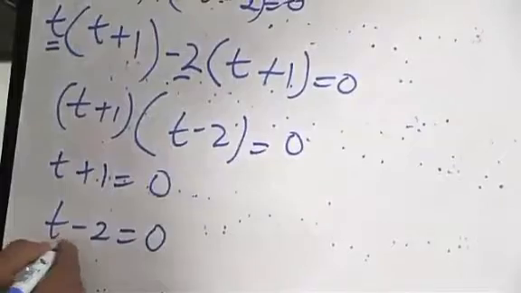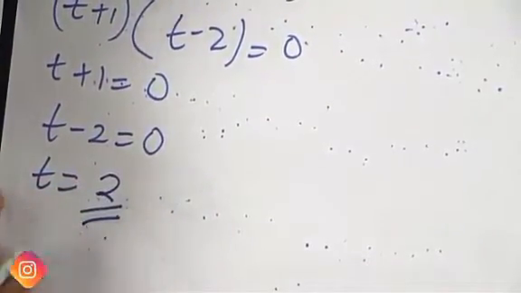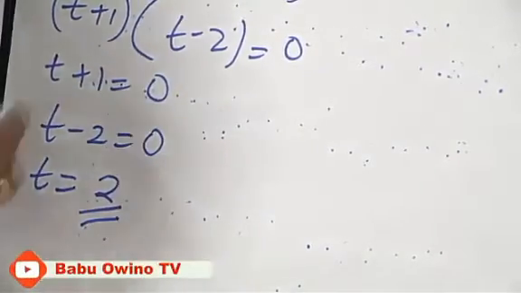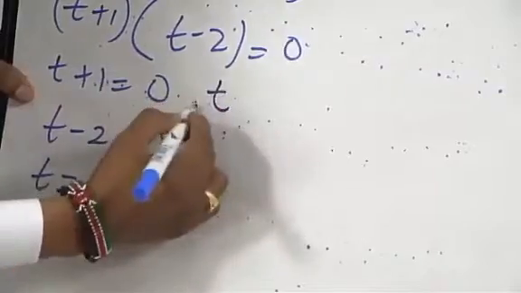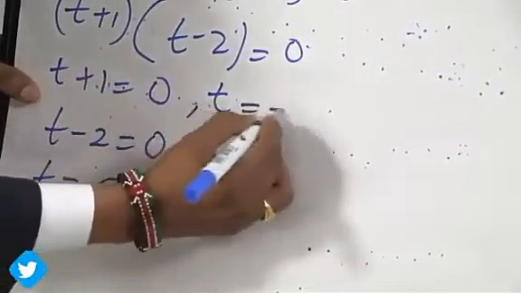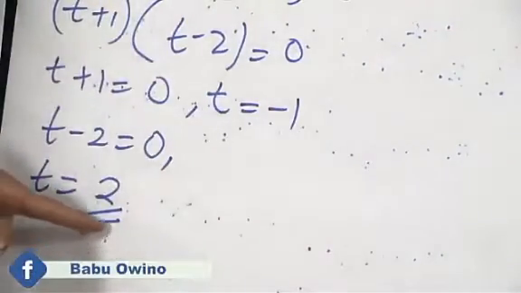Therefore, t here equals 2. When negative 2 crosses to the other side, it becomes positive 2. And here, when positive 1 crosses to the other side, it becomes negative 1. So we have t is equal to negative 1 and t is equal to 2.